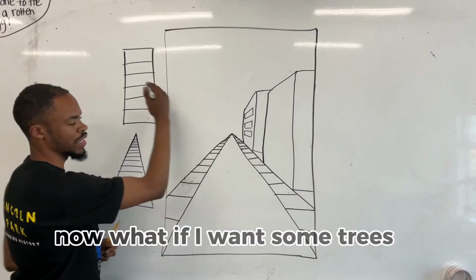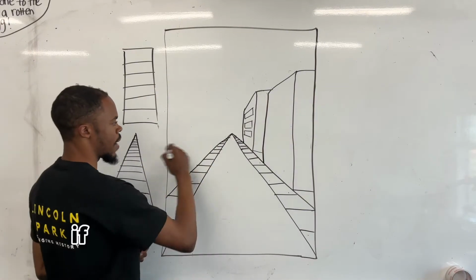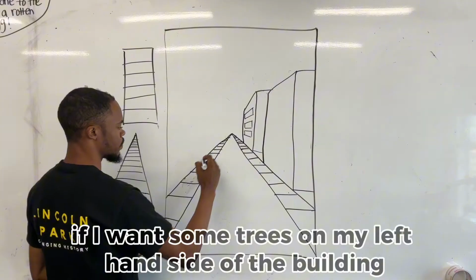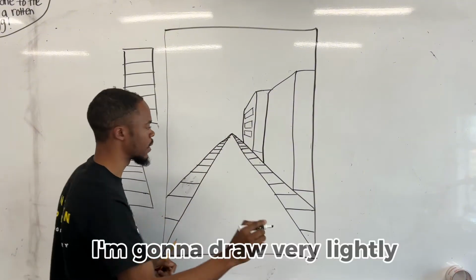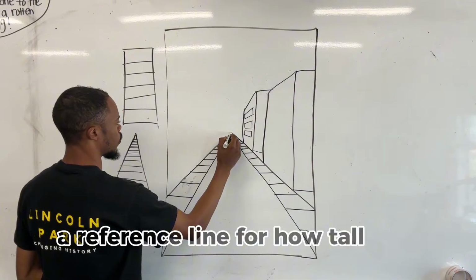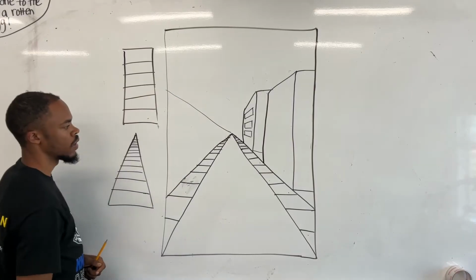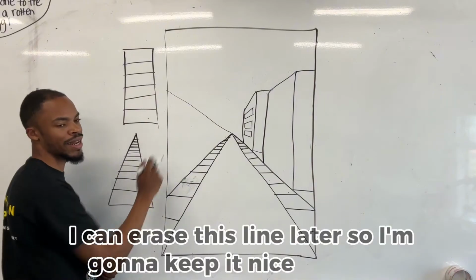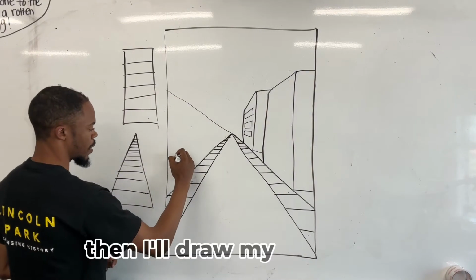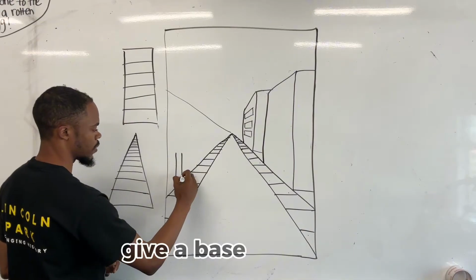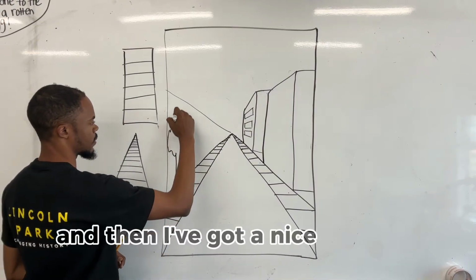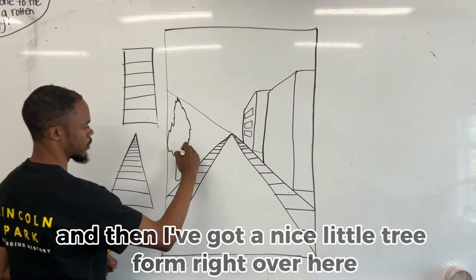Now, what if I want some trees on my left-hand side of the building? I'm going to draw very lightly a reference line for how tall these are going to be. I can erase this line later, so I'm going to keep it nice and light. Then I'll draw my first tree in. I'll give a base to my tree, and then I've got a nice little tree form right over here.